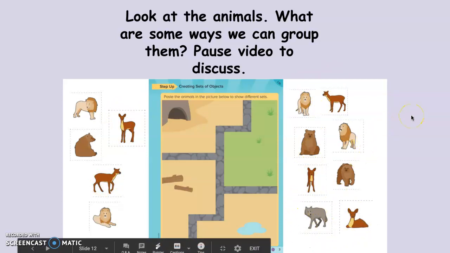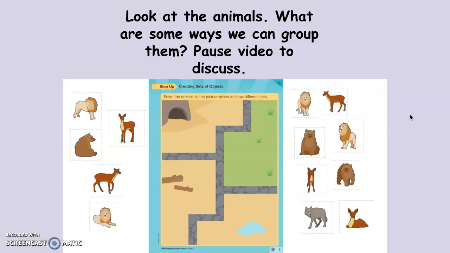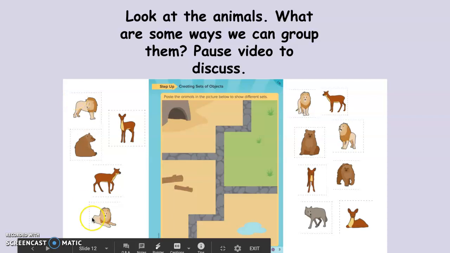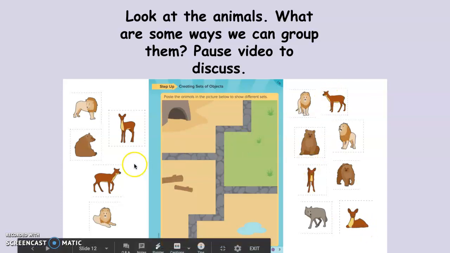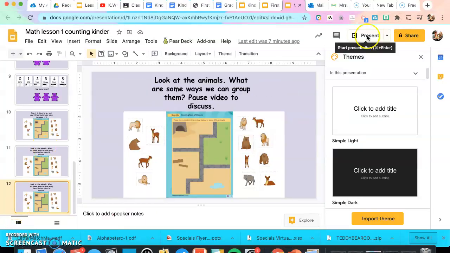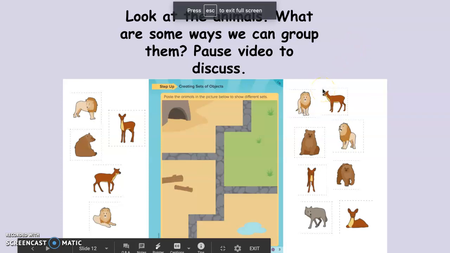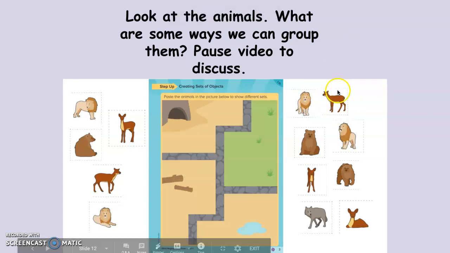Or you could have also sorted the animals by being meat eaters. So animals that eat meat, like lions and wolves, could go together. So you could have grouped them together like that. Or you could have grouped them by color. So you could put all the brown animals in one area, all the tan animals in one area, and all of the gray animals together in one area. You could have also grouped them by animals that only eat plants.